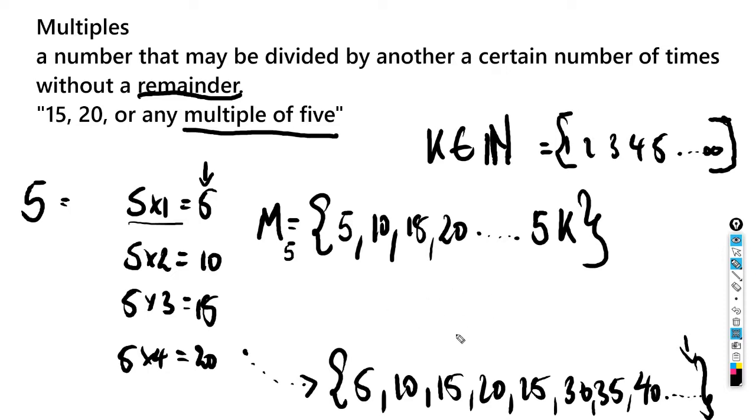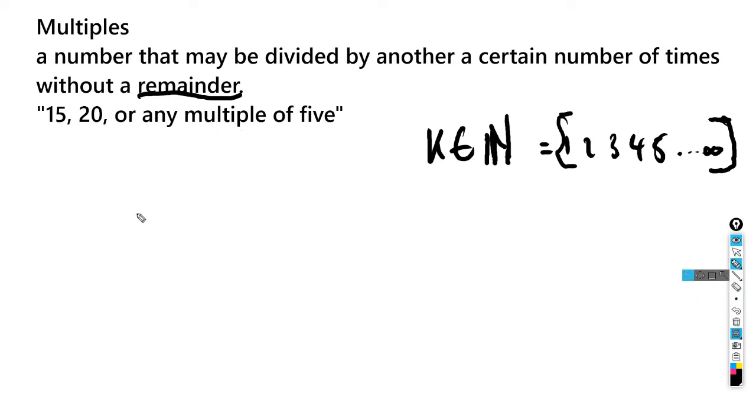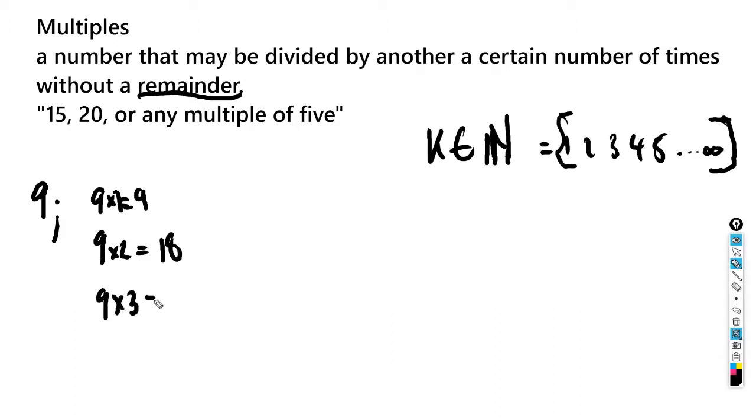So let's just clear this and look at multiples of 9 instead. The multiples for 9 should be 9 times 1, which is 9. 9 times 2, which would give you 18. 9 times 3, which would be 27. 9 times 4, which would be 36, and so on.